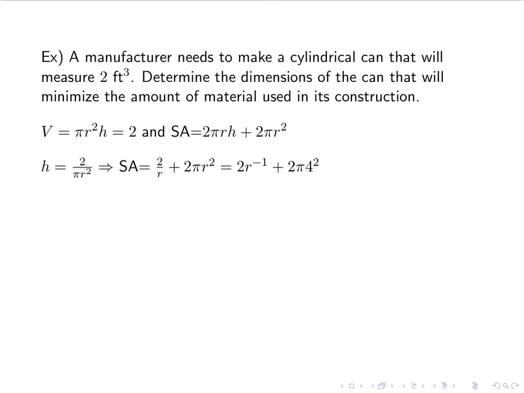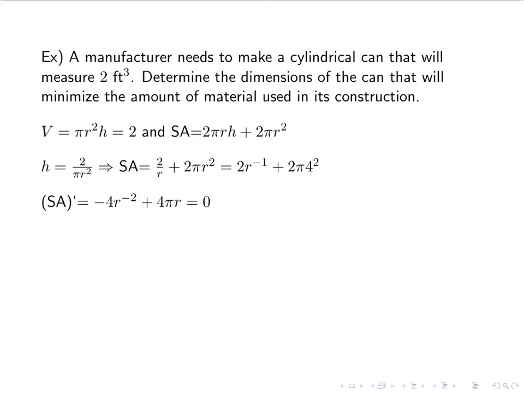To differentiate it, I have to change my 2 over r so that it's something times r to a power. That 4 should be an r. I'm not sure where that 4 came from. Okay, and then we differentiate. 2r to the negative 1 becomes negative 2r to the negative 2. Again, that random 4 should be an r. And I'll differentiate the other term, and we get 2 pi r.